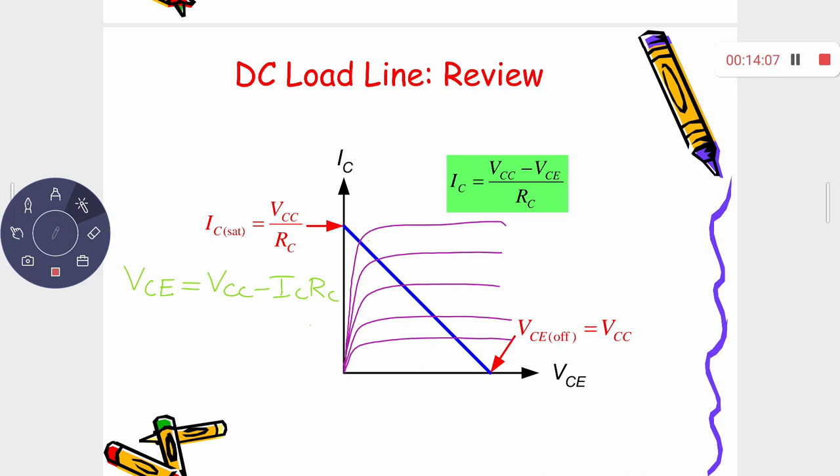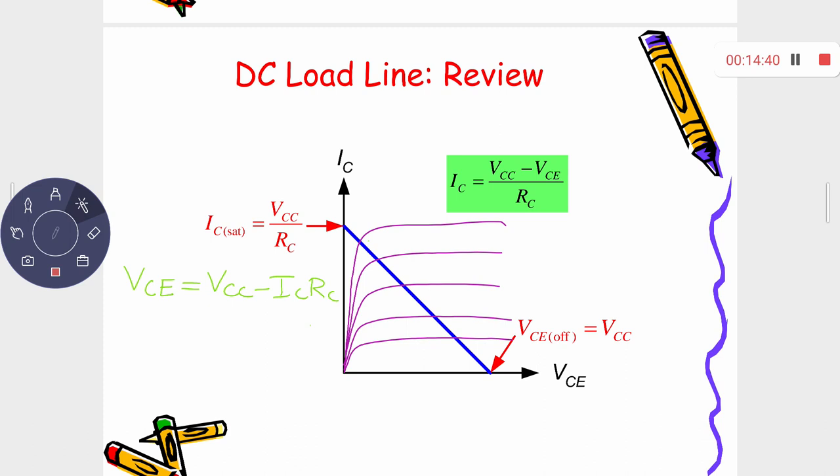If I place it over here, then the transistor is acting like an on switch, a closed switch. And if I place the DC operating point over here, then the transistor is acting as an off switch, that means an open switch. So here you have a closed switch. The transistor is acting as a closed switch, that means on state. If I place the operating point over there, that means the transistor is acting as an open switch, off state.